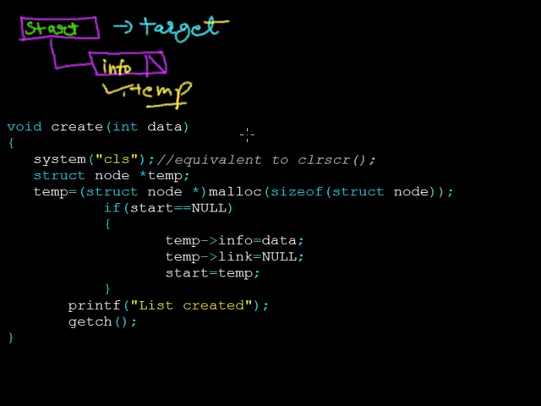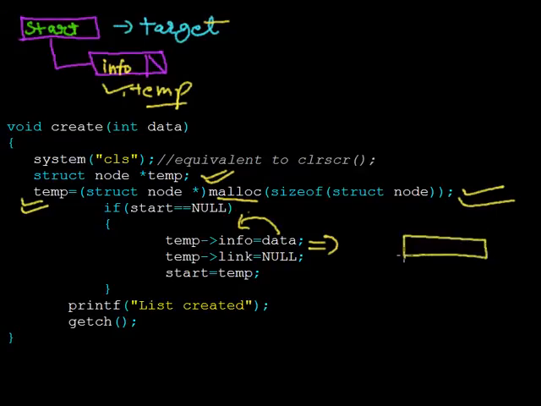Now this is how the create function looks like. We are firstly initializing a temp variable which is a temp node. We are allocating space using this malloc statement so that this temp node can be created, and the address of this node is copied to this variable temp which is of node star type. Then if start equal to null, means if we are creating the first node, then copy the data part into the info part of the node.